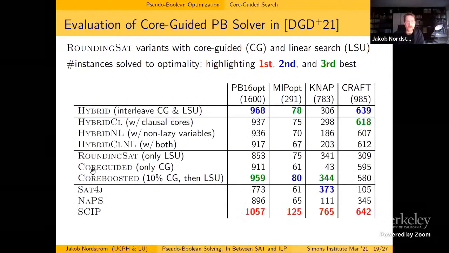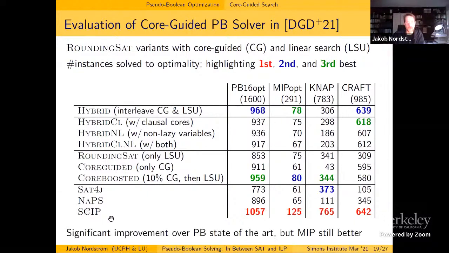So here, for comparison, here are two good pseudo-Boolean solvers, SAT4J, and then the CDCL-based solver NAPS. And here are different versions, different combinations of pseudo-Boolean solving with core-guided search and linear search interleaved. And if you compare these rows and the rows down here, you can see that there are overall significant improvements. Sadly, however, we're not beating the academic MIP solver SCIP. I'll get back to that in a minute.